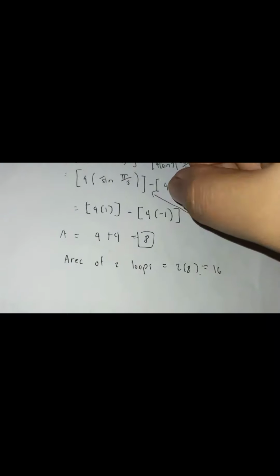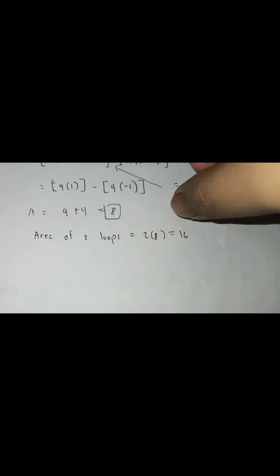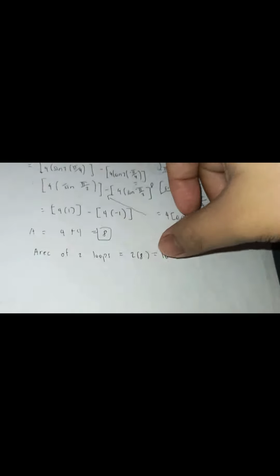So 4 plus 4 equals 8, and the area of 2 loops equals 2 times 8 equals 16. So it's basically the same as our equation at the first.